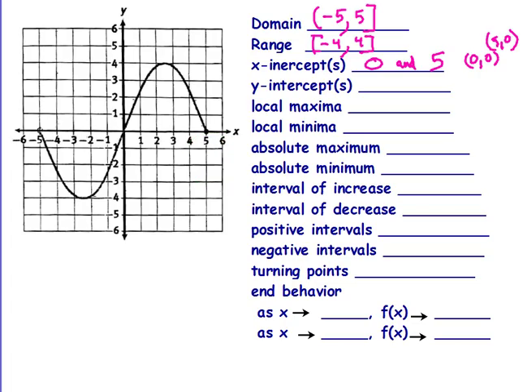All right. Similarly, a y-intercept is where a graph crosses the y-axis. We only have one. Happens to be in the same spot as one of our x-intercepts at 0, or you could write out the ordered pair 0, 0.